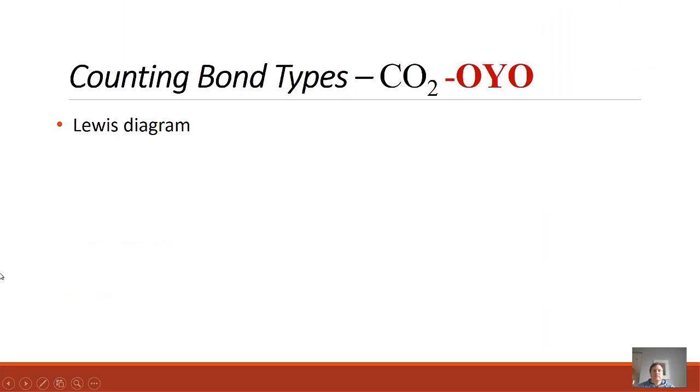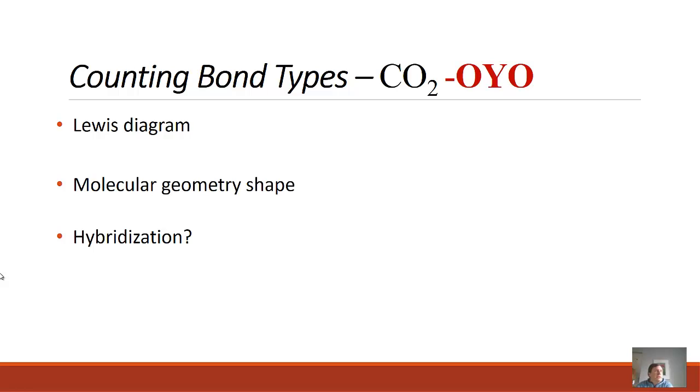Okay, try this on your own with CO2. Give me the Lewis diagram for it. Tell me the molecular geometry shape. What shape is it? What hybridization exists? And then finally, how many sigma and pi bonds? So go ahead and pause it and come back when you're ready.